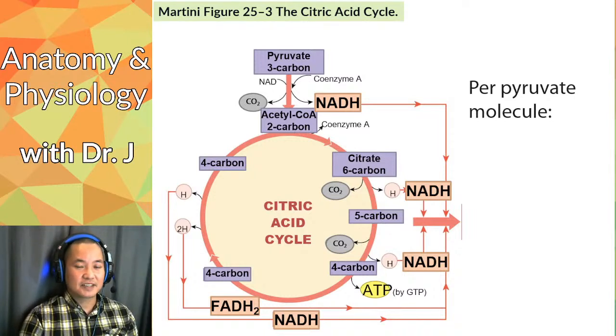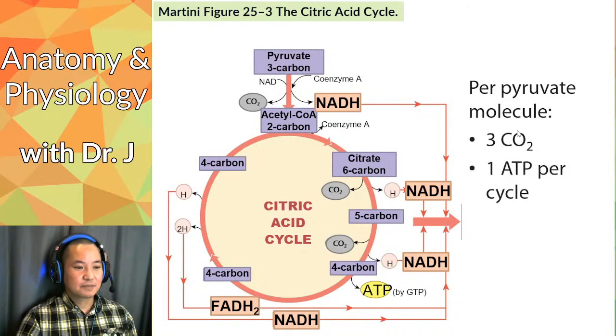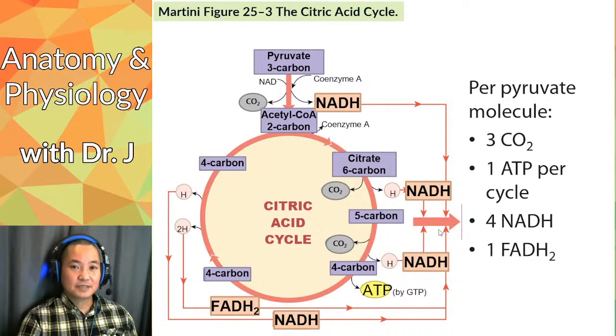You involve carbon and the release of carbon by, again, popping off carbon dioxide from pyruvate before you get to the citric acid cycle. And once you add acetyl-CoA to the 4-carbon and make citrate, you pop off 2 more carbons, and this is where you generate NADH and also carbon dioxide. So per pyruvate, you have 3 carbon dioxide, 1 ATP per cycle, and then 4 NADH and 1 FADH2. So that's what I want you to get.